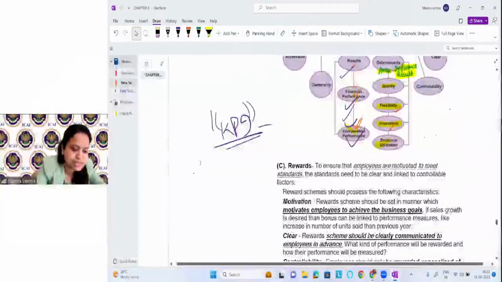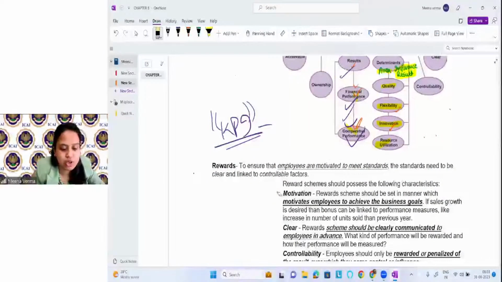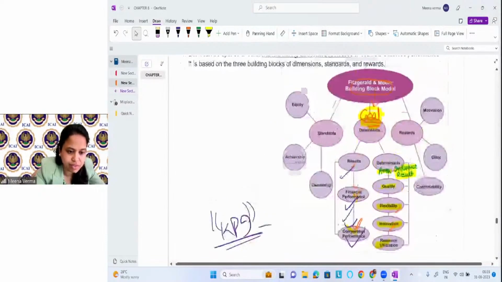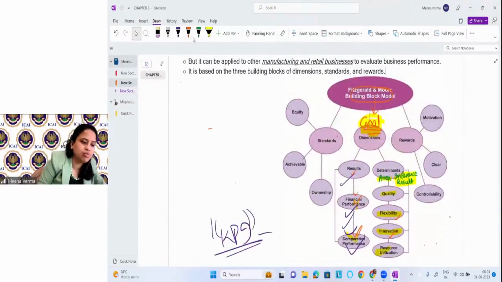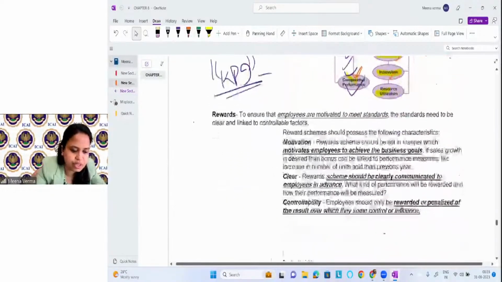Okay. Next is reward. What is reward here? So reward means to ensure employees are motivated to meet the standard. What always motivates employees to achieve the standard of the company is rewards, right? So in case of reward, we have 3 points here. What is it? Motivation, rewards clear, controllability. Okay, just remember these points.